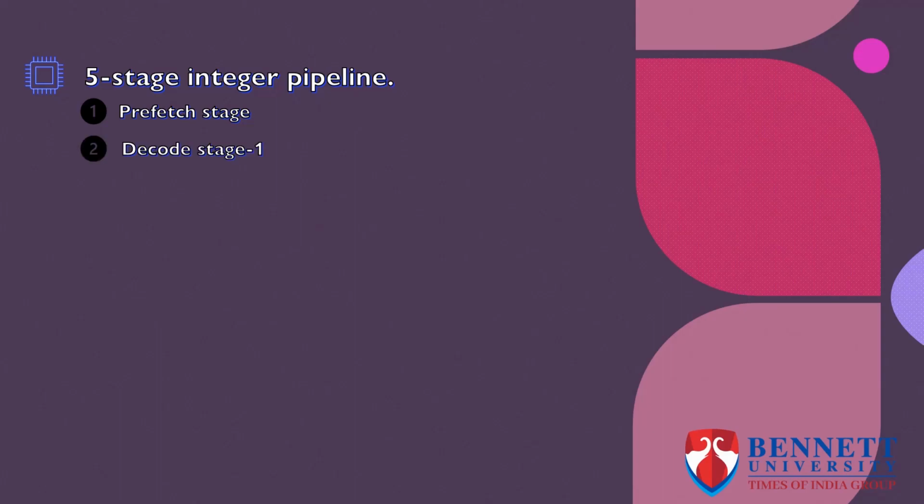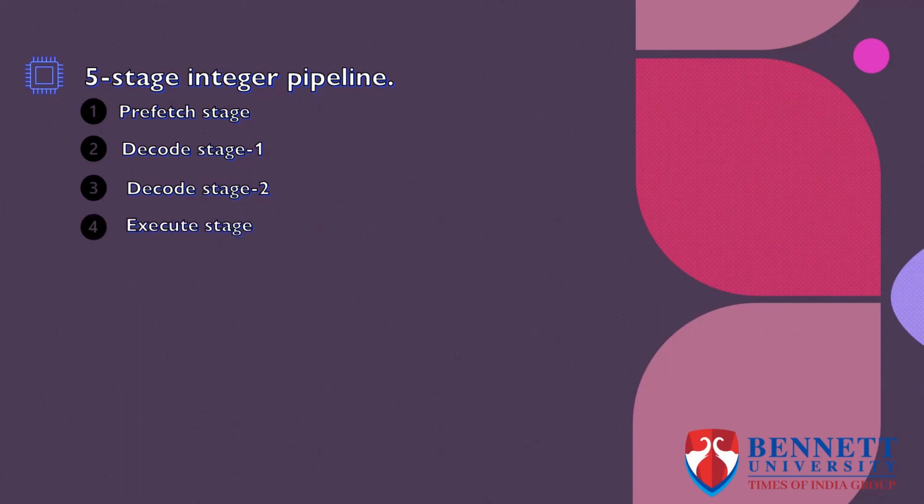Second is decode stage 1. In this stage, the processor decodes the instruction and finds the opcode and addressing information, checks which instructions can be paired for simultaneous execution, and participates in branch address prediction. Third is decode stage 2. Addresses for memory reference are found in this stage.